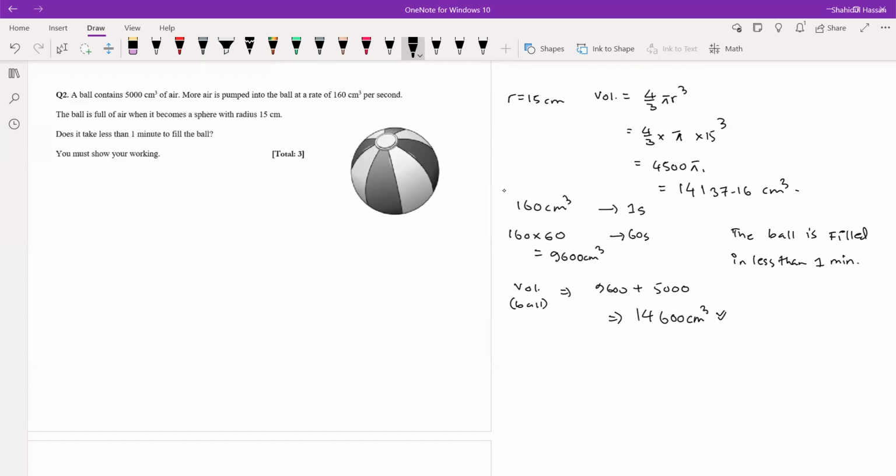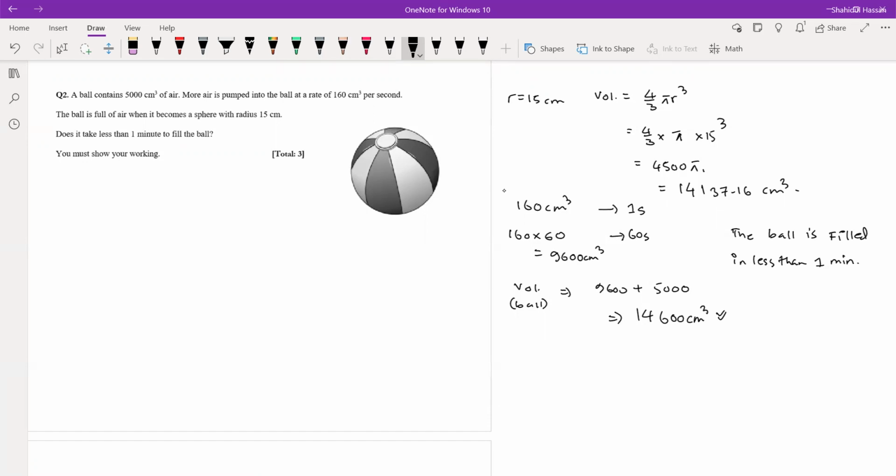Yes. Achha. And the question says, if the radius is 15 centimeter, the ball is filled. If the radius is 15 centimeter, at that time the volume is 14,137. So we understand that if the volume is 14,137, the ball is totally inflated. The ball is completely inflated.